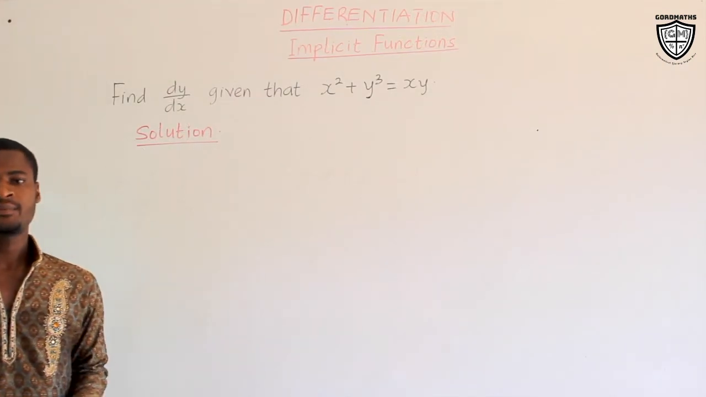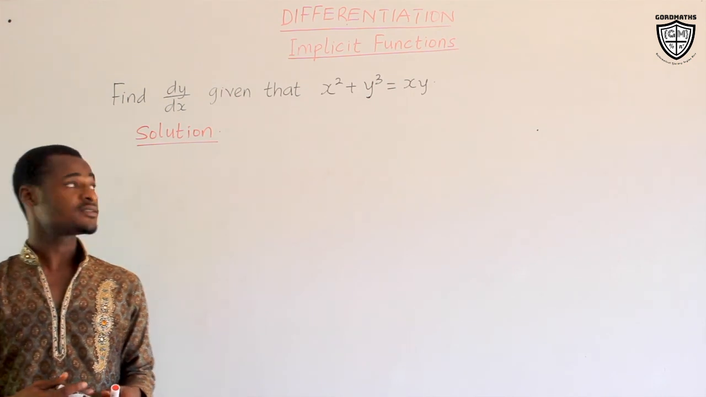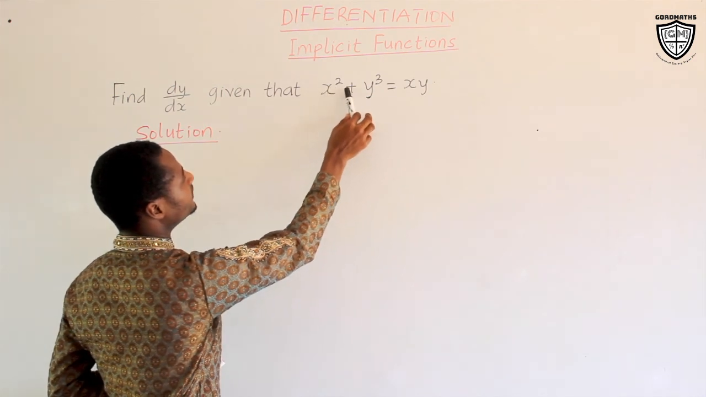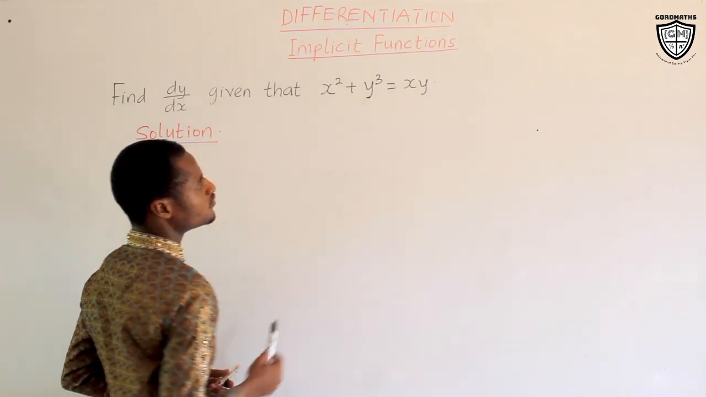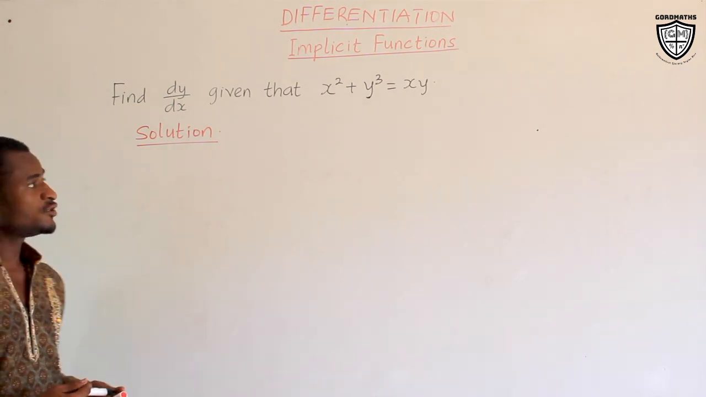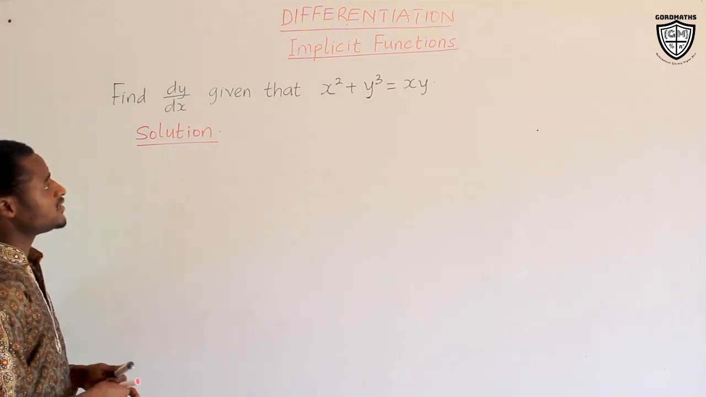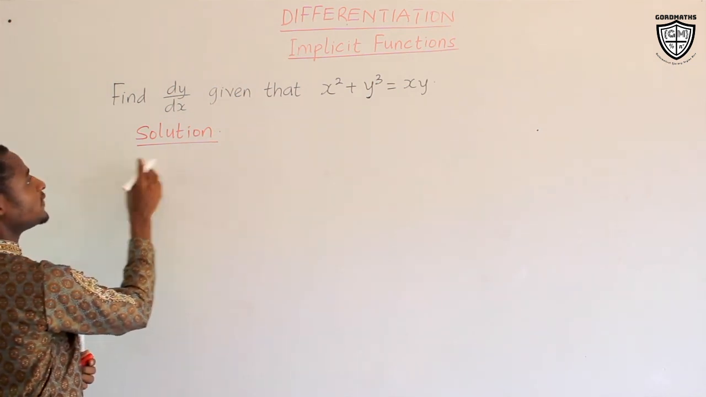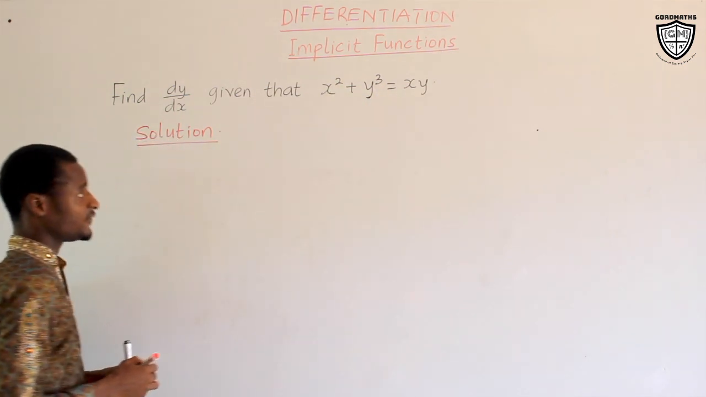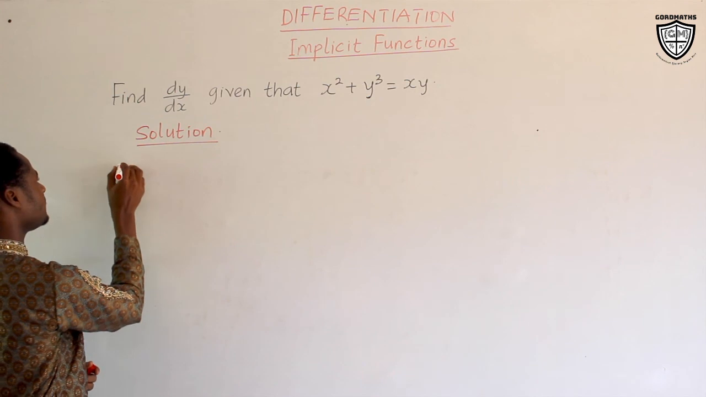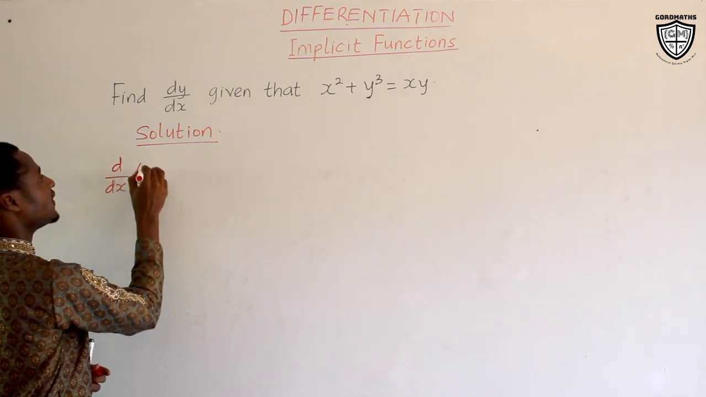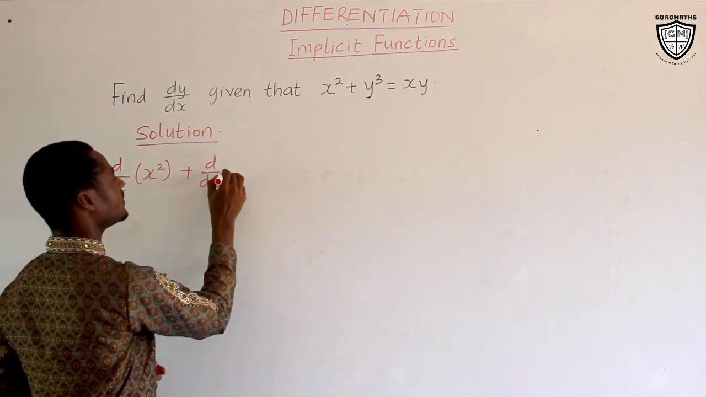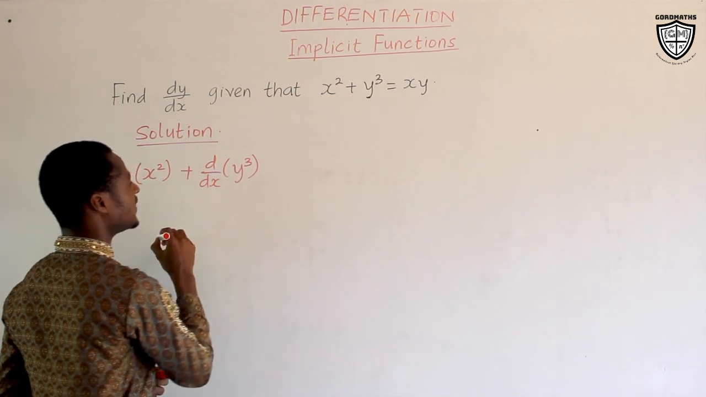So this is our third example under differentiation of implicit functions, where we want to find dy/dx given the function x squared plus y exponent 3 is equal to xy. Now let's check the solution to this. Now in differentiating an implicit function, we have to find the derivative of each of the terms of the implicit function.